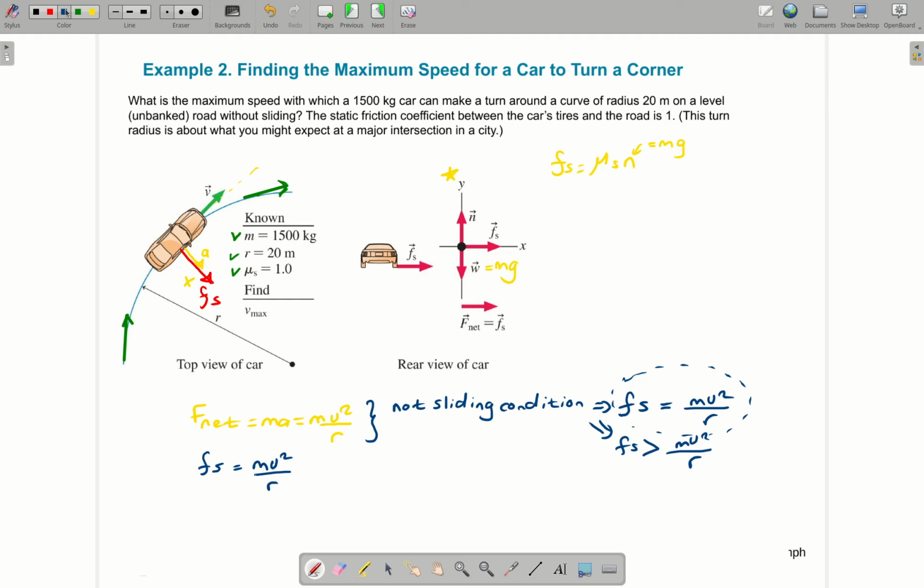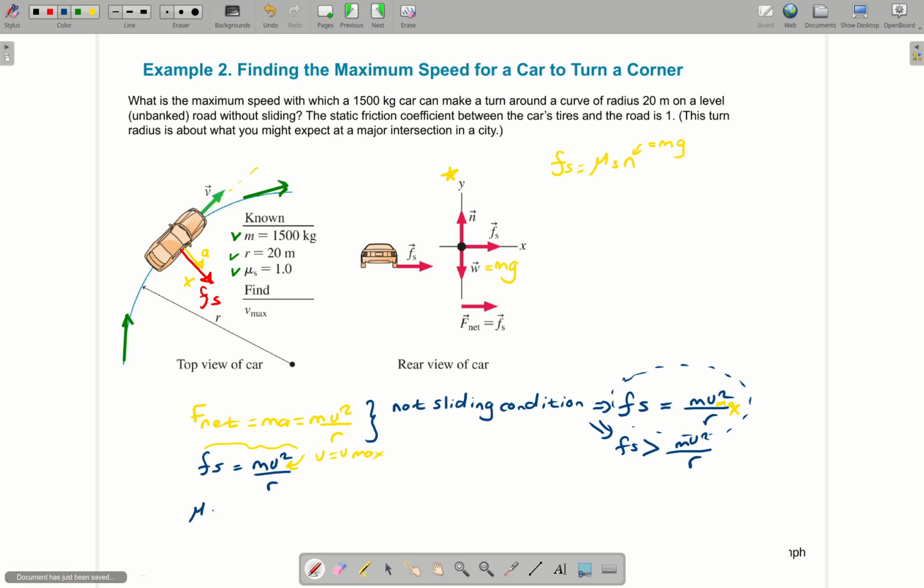For that equality to hold, we can have a maximum speed. So the net force mv squared over r will not be larger than F static. So we use this equation here. For this equation, V is equal to V maximum, and then we solve for V. I'm going to put in all the values and solve for V.